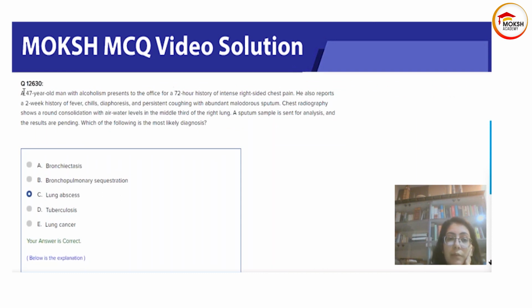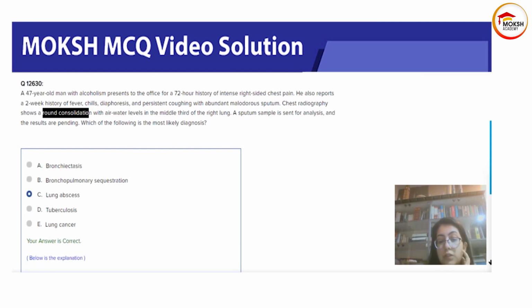So what happened? This patient is an alcoholic. Since 3 days, he's saying that he's having chest pain, and a lot of fever since 2 weeks, and then he's producing smelly sputum on cough. You decided, okay, let's do an X-ray for this patient, and you found a round consolidation that had an air fluid level. Basically, there's a cavity which had air and fluid, and you send a sputum sample for analysis. Which of the following is the most likely diagnosis?